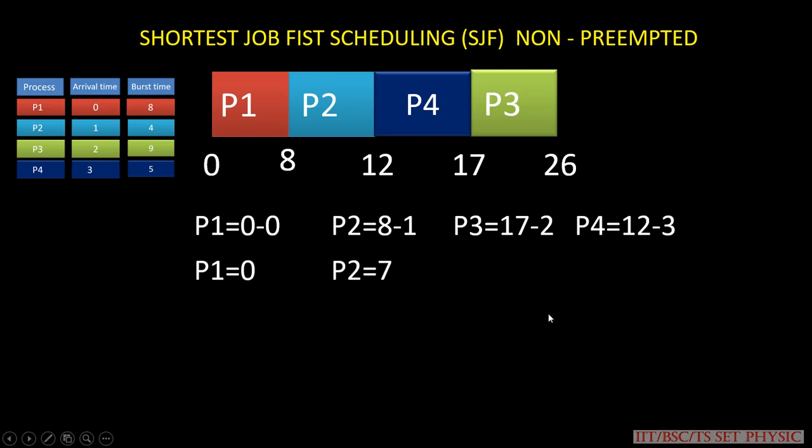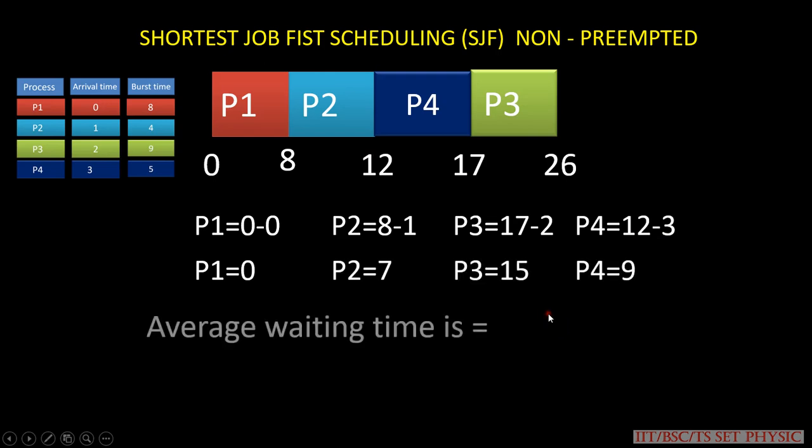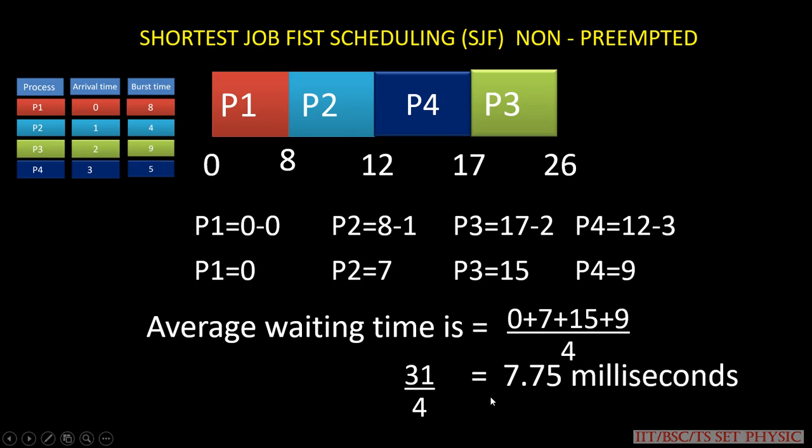Then P1 is equal to 0, P2 equal to 7, P3 equal to 15 and P4 equal to 9. The average waiting time is calculated as P1, P2, P3, P4 divided by 4. The value is 0 plus 7 plus 15 plus 9, which is 31 by 4, and the final value is 7.75 milliseconds. The previous value is 6.5 for preemptive and non-preemptive is 7.75 milliseconds. Those are the differences between preemptive and non-preemptive SJF.